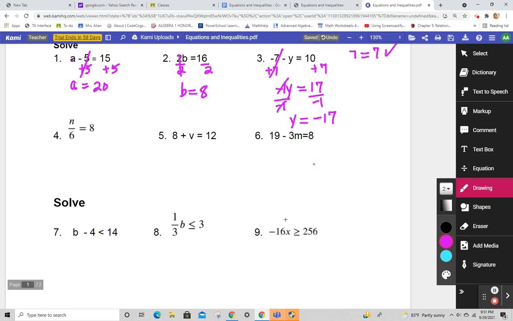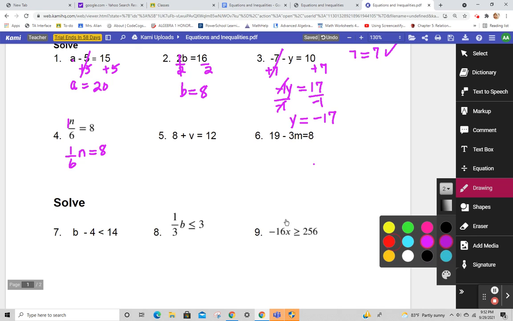All right, moving on to number 4. We can multiply both sides by the reciprocal. If you have a variable and there is no number, you can always put a 1 in front of that. So this can be rewritten this way: 1/6 n equals 8. That means the same thing.